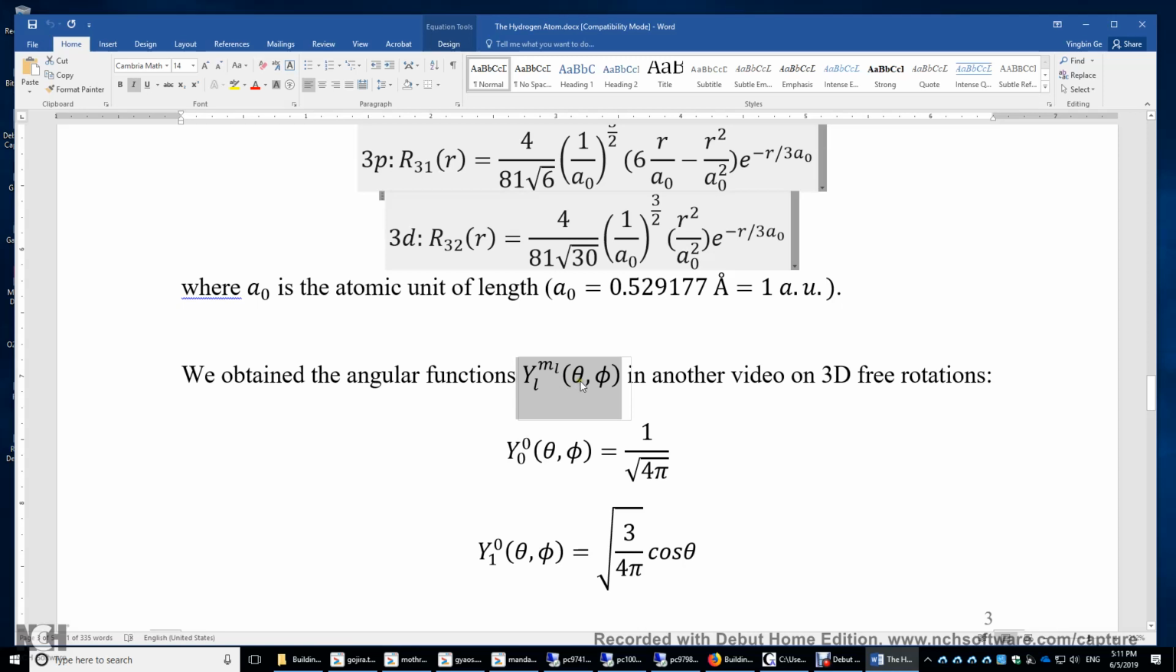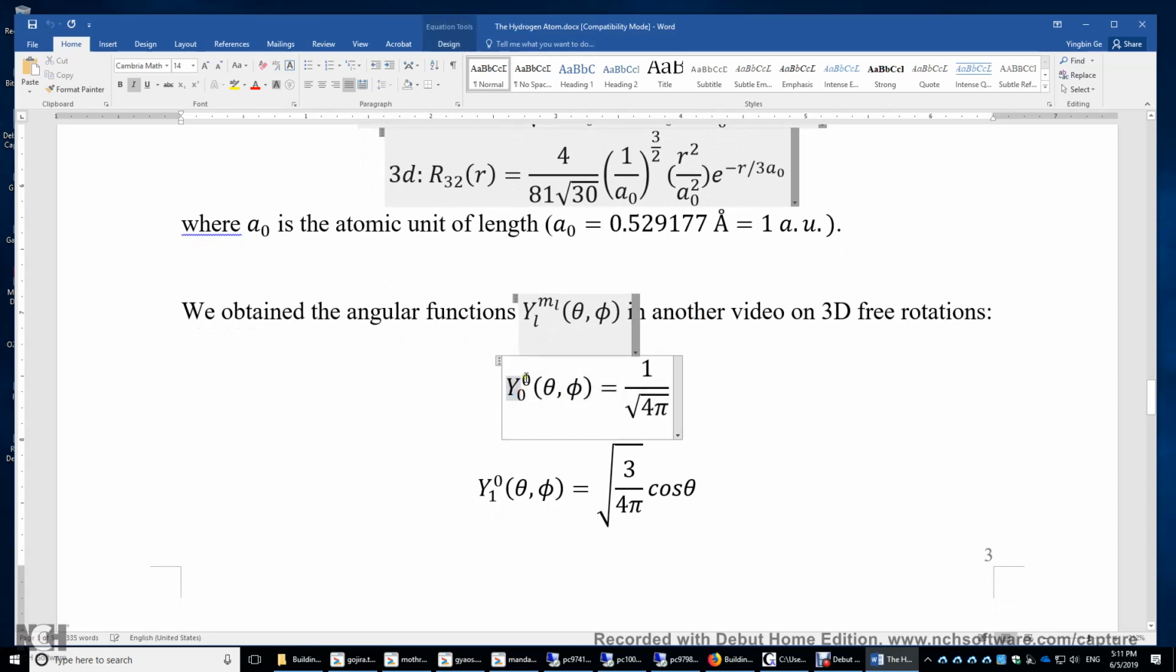This is the angular function of two variables, theta and phi. L and m sub L are quantum numbers. L is the three-dimensional quantum number of the angular momentum of the electron, and m sub L is the z component of that three-dimensional angular momentum. So when L equals 0, m sub L can only be 0, and this angular function is a constant.